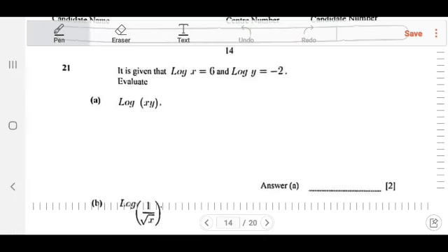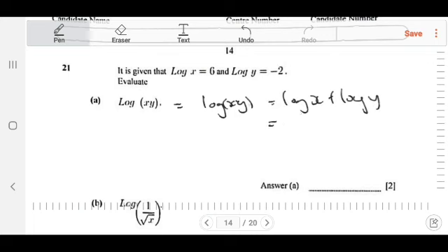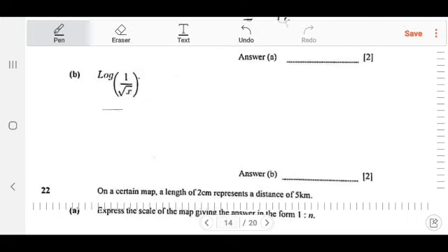Given that log x is equal to 6 and log y is equal to negative 2, evaluate log xy. So these are laws of logs. Log xy is same as what? Log x plus log y, which is equal to 6 plus negative 2, which is same as 6 minus 2, which gives us 4 there.